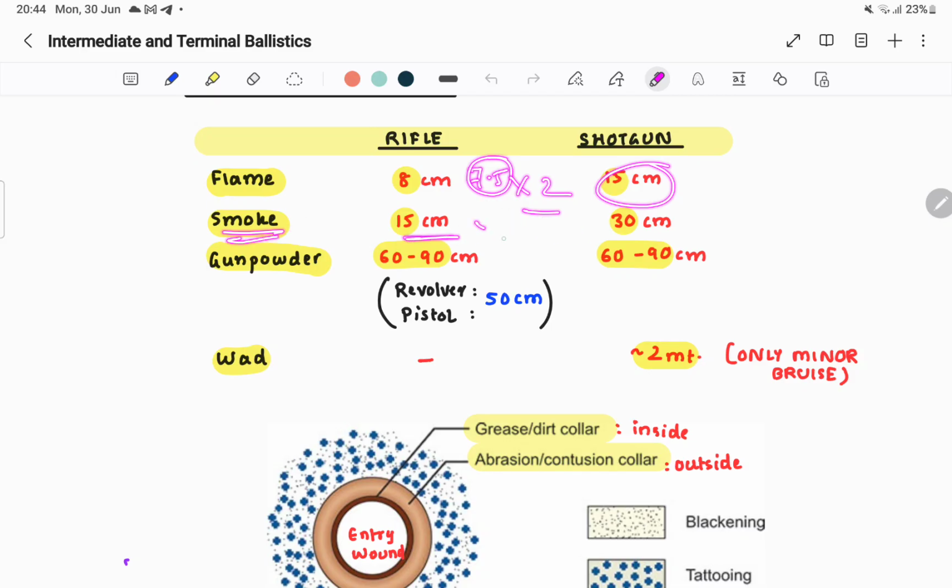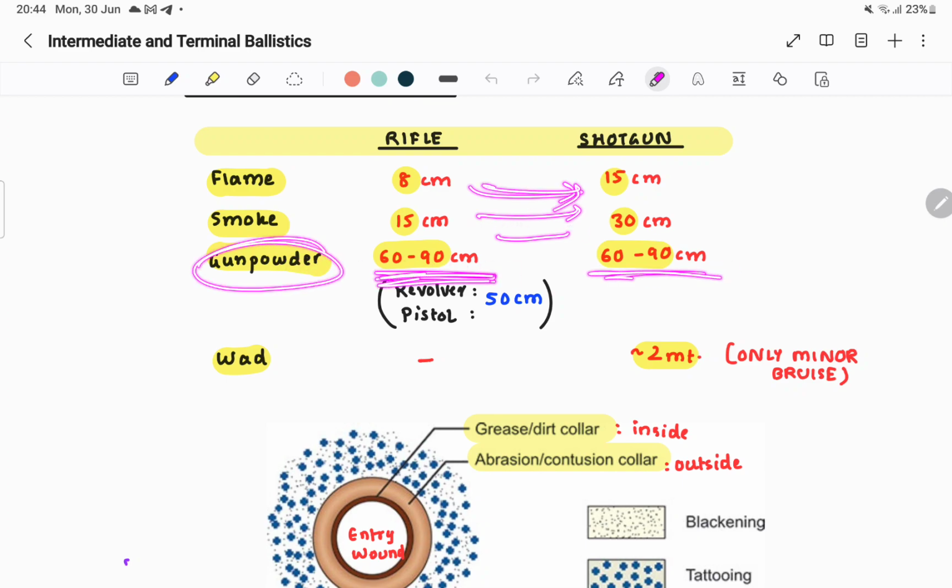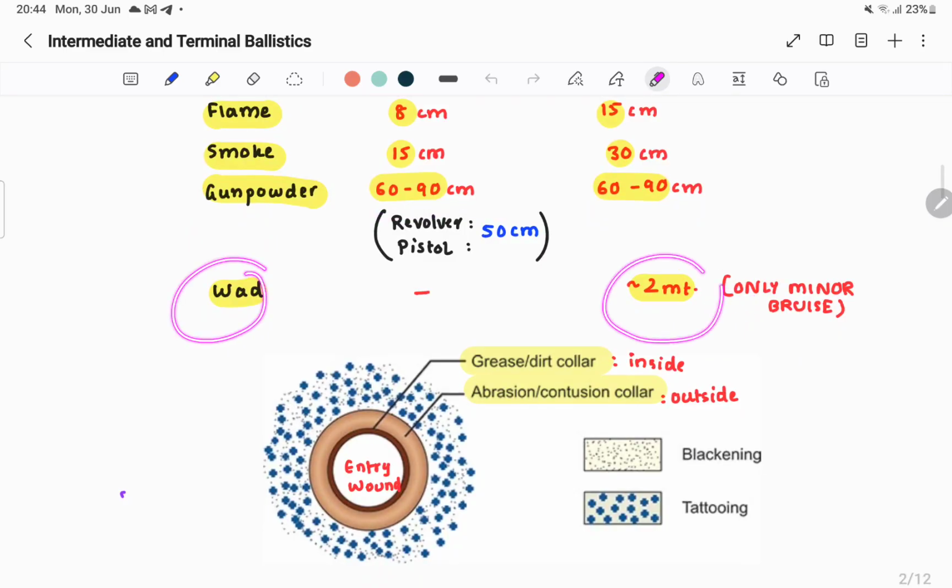Smoke travels 15 cm for a rifle and 30 cm for a shotgun, so you can see it's mostly double. Gunpowder is the same, 60 to 90 cm, 60 to 90 cm. And wad at 2 meters can only produce a minor bruise. Okay, it can't cause much damage.